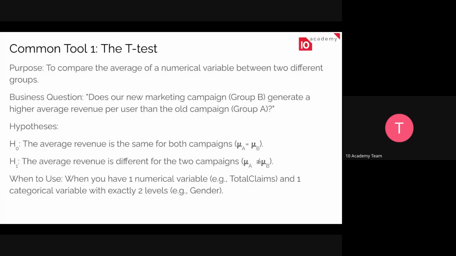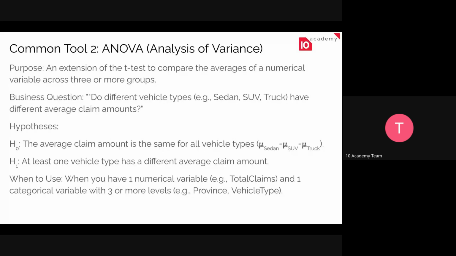For example, if you want to check the total claims between the genders. So if you are wondering whether there is a significant difference between the claims taken by male and female, then the null hypothesis is it's not different, it's the same for both genders, and the alternative hypothesis is it's different. So we will see examples, don't worry about it.